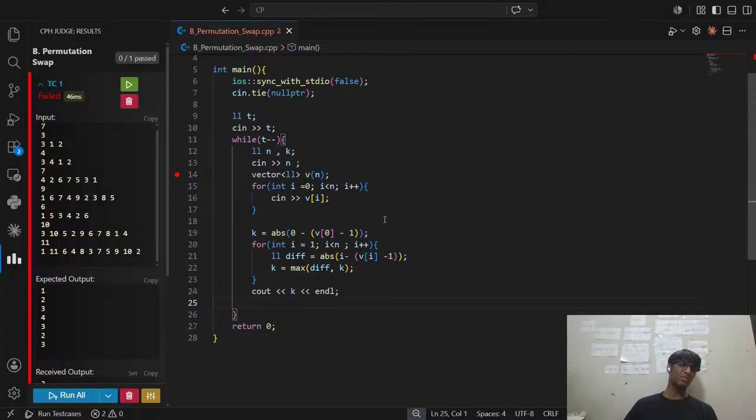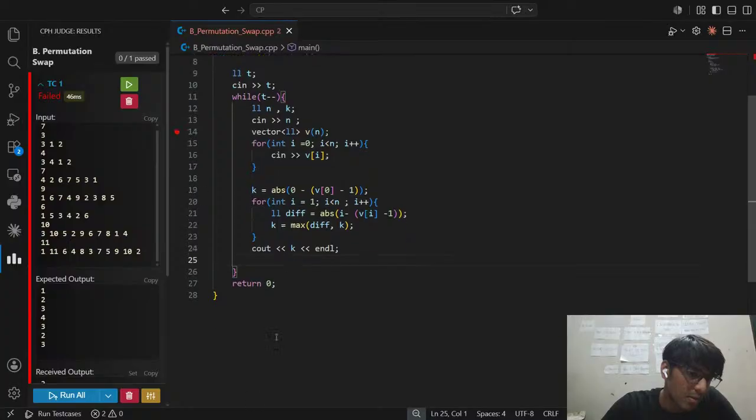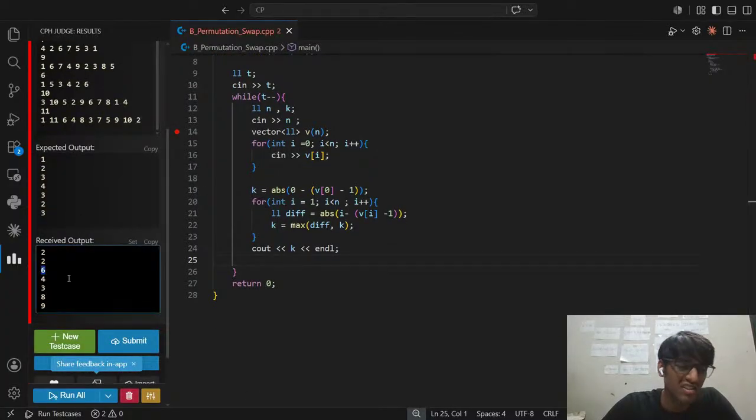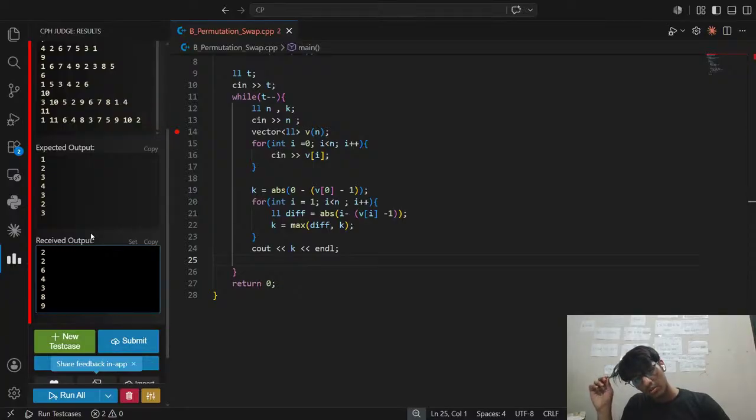Why doesn't this work? Why is six the answer? In what case does the answer come out to be six? I think again the difference will be zero, which I don't want. It shouldn't be zero. So that means I need to do some modulus.